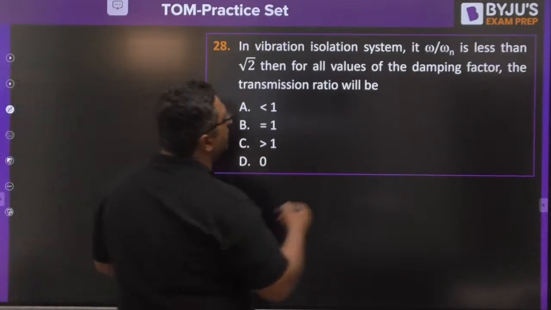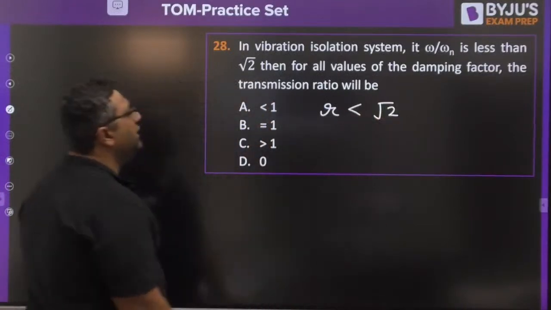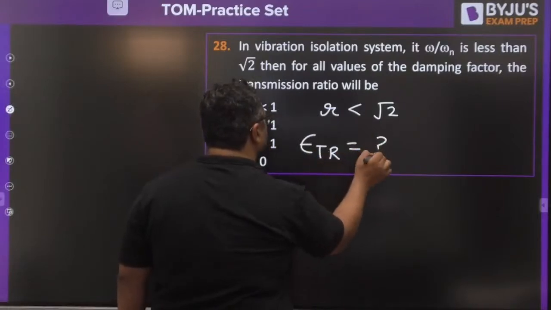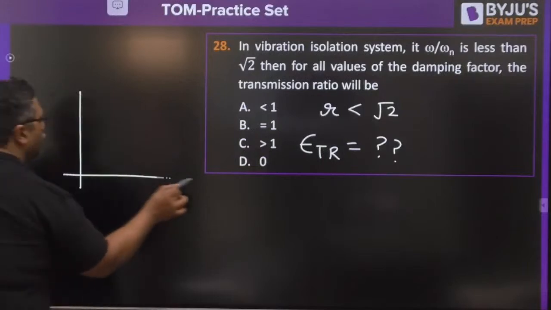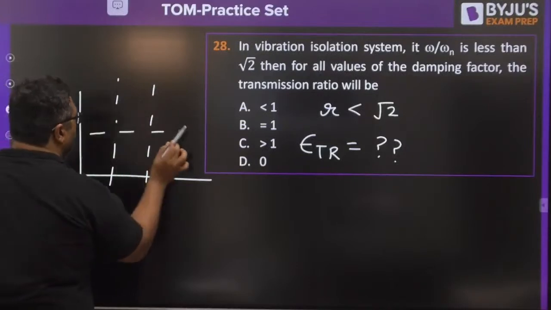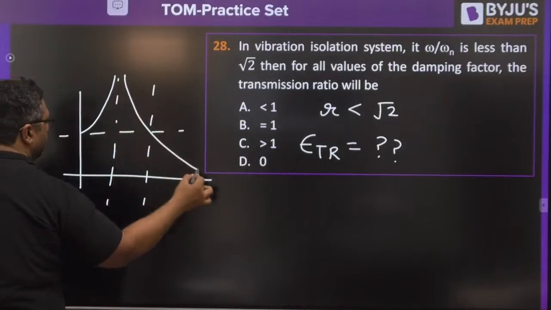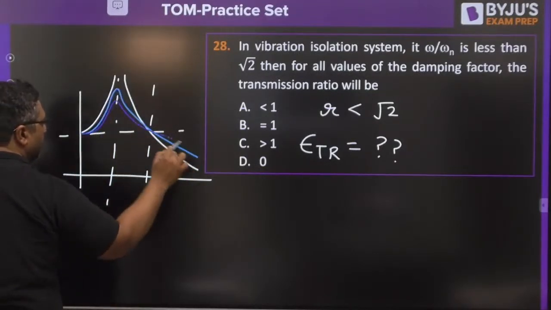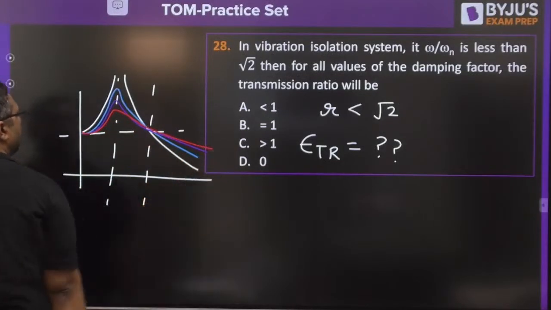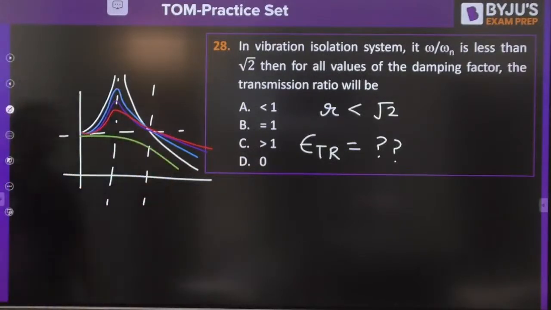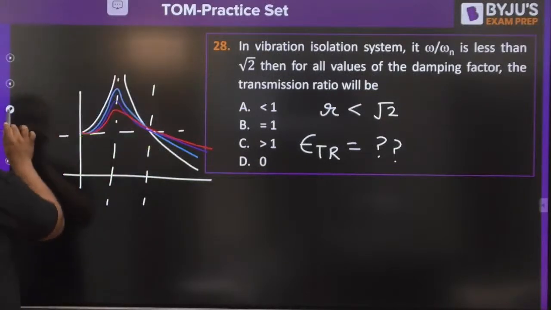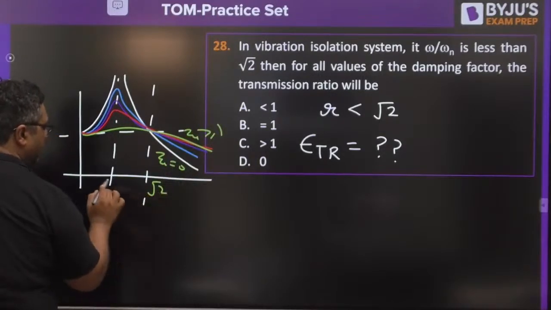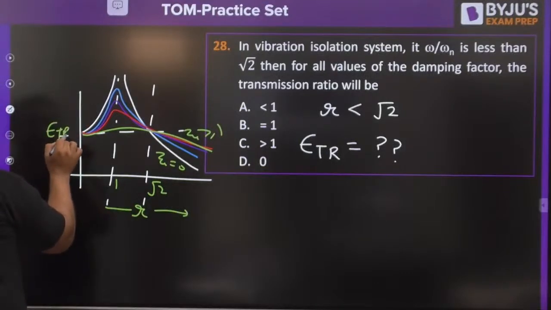In a vibration isolation, R is less than √2. For all the values of damping factor, the transmission ratio or transmissibility ratio is... When R is more than √2, less than √2, you have already studied this. The curves are going like this. This is for zeta 0. These are the curves. Everybody understood? This is zeta 0, zeta more than or equal to 1, √2 and 1. On the x-axis there is R, on the y-axis there is transmissibility ratio.